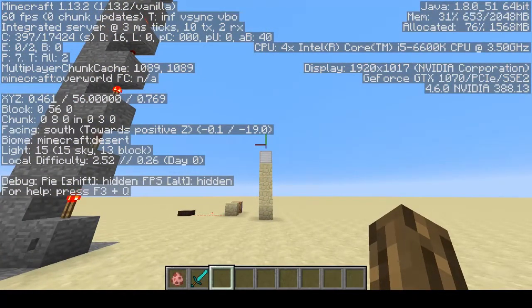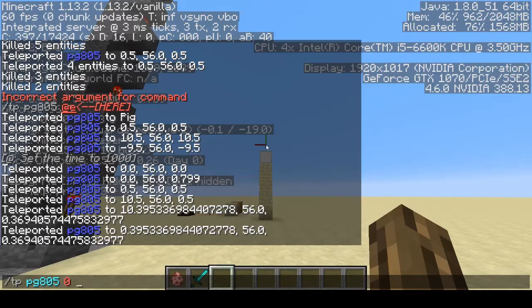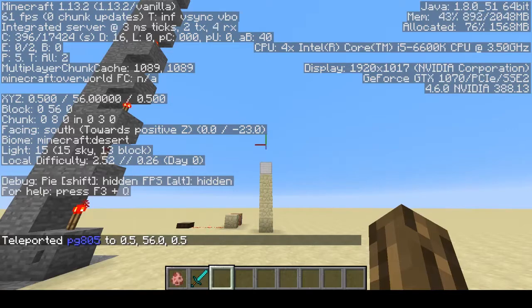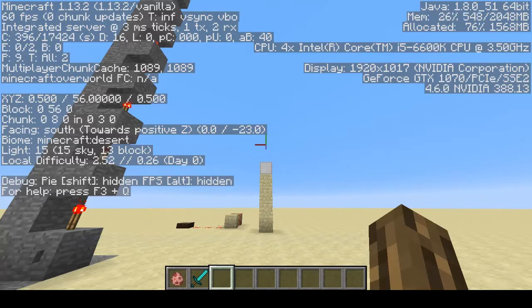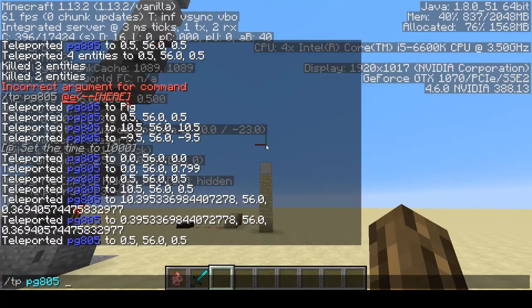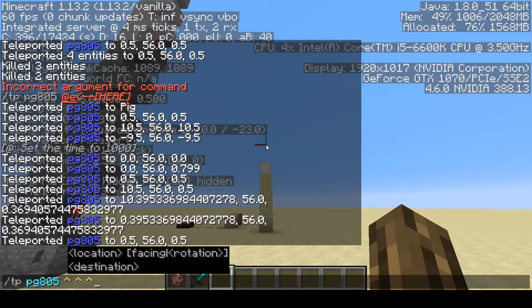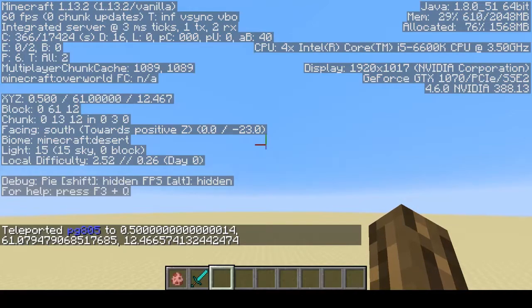So if I teleport, I'm going to be a little bit exact with this. So I slash TP PG to 5 0.5 56 0.5, and then we'll talk about what these numbers mean in just a second. But I'll put 0 and negative 23. So I'm looking about 23 degrees into the air, which would be about the angle that this triangle would have at this point. So if I slash TP PG805 and I use a caret, and the direction I'm facing, 13, I should end up right on top of that iron block.